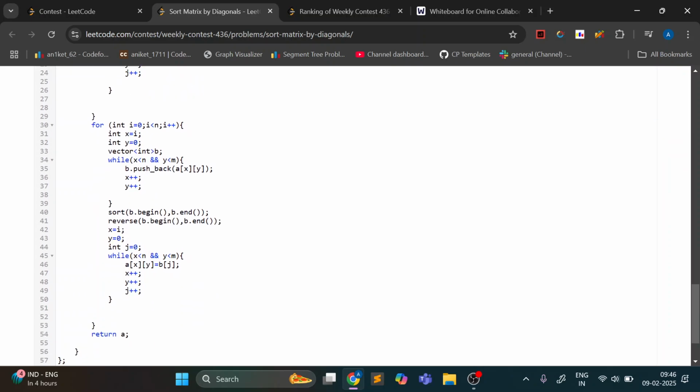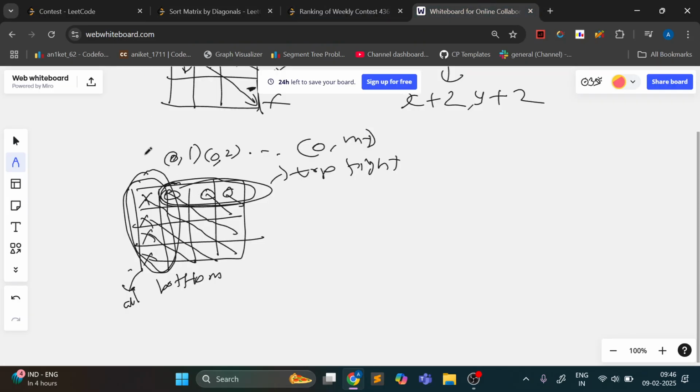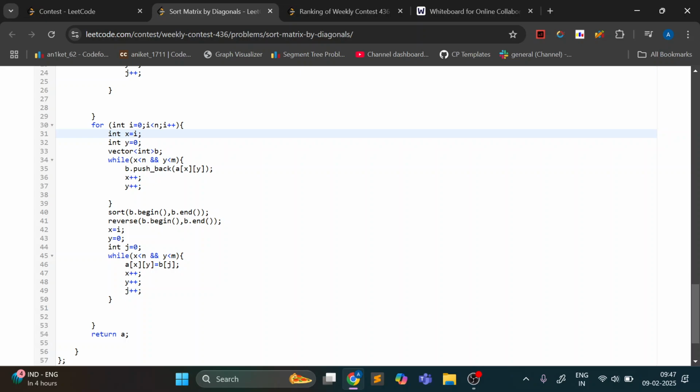Now this is to process the bottom left. In this case, our y coordinate will remain 0, but the x coordinate will go from 0 to n minus 1. So again the same processing, but here we are sorting the b array in reverse order, and then again putting the elements into each diagonal in non-increasing order.